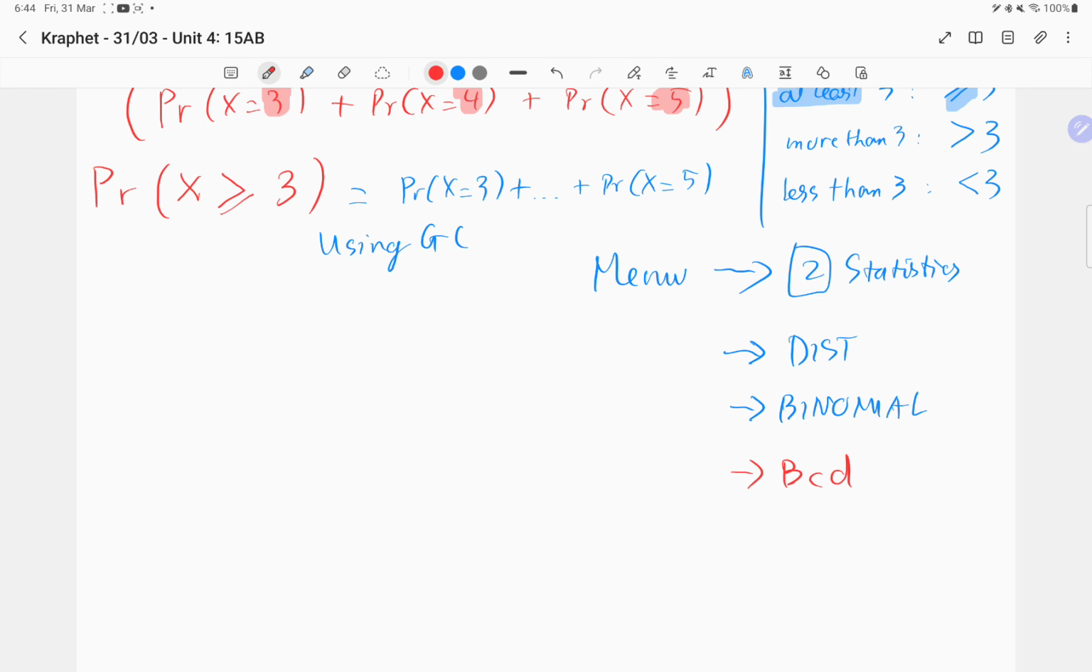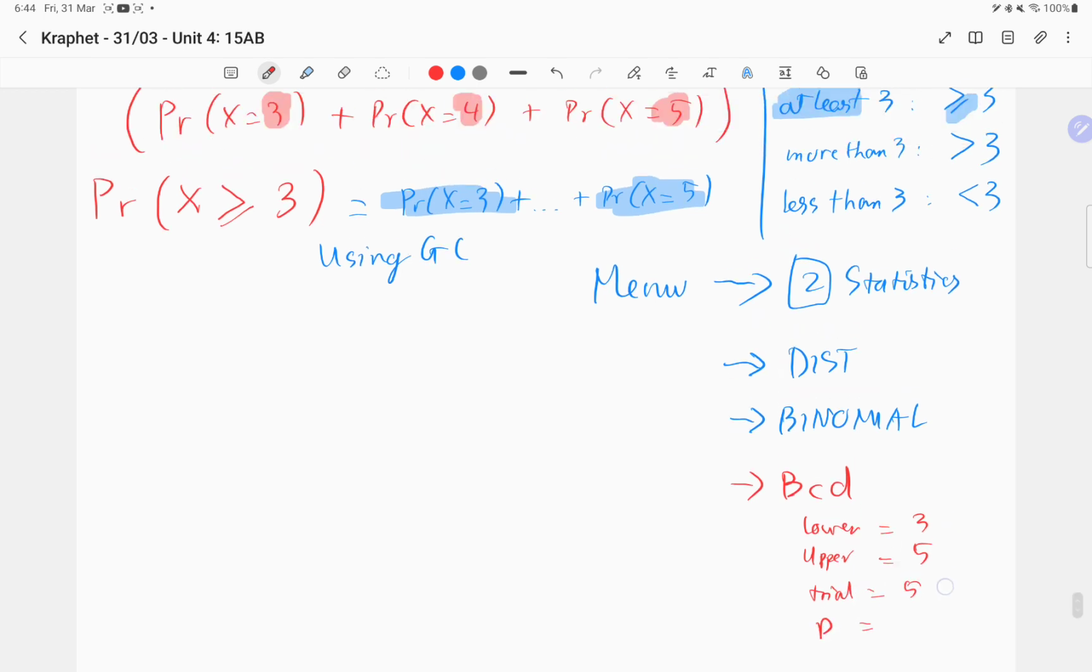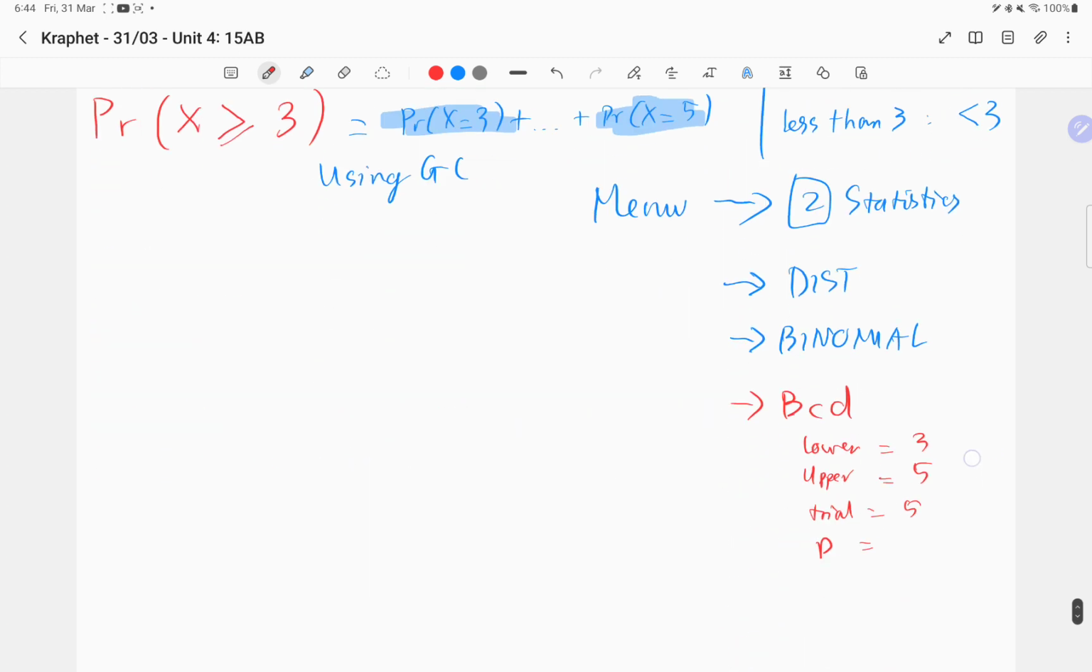Distribution, binomial CD. Okay, so you see they ask you for a few things, right? They ask you for the lower. Is it 3? Yes, lower would be 3, and upper would be 5. That's essentially the two values that you were writing over here, right? Start from 3, end at 5. So lower is 3, upper is 5, and then the rest is the same. Number of trials is 5, and then success p would be, in this case, 0.72.